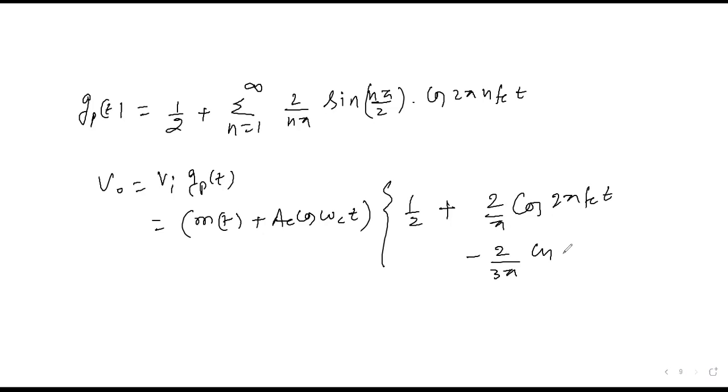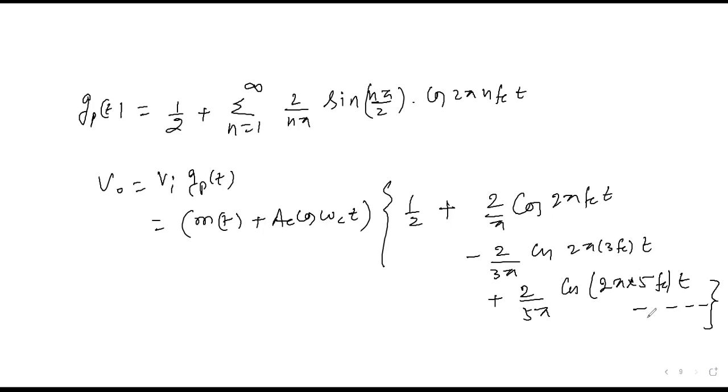cos of 2 pi into 3 fc t plus 2/5 pi cos of 2 pi into 5 fc t, इस तरह से बढ़ता चला जाएगा। व्हाट इज माय डियर फ्रेंड्स?